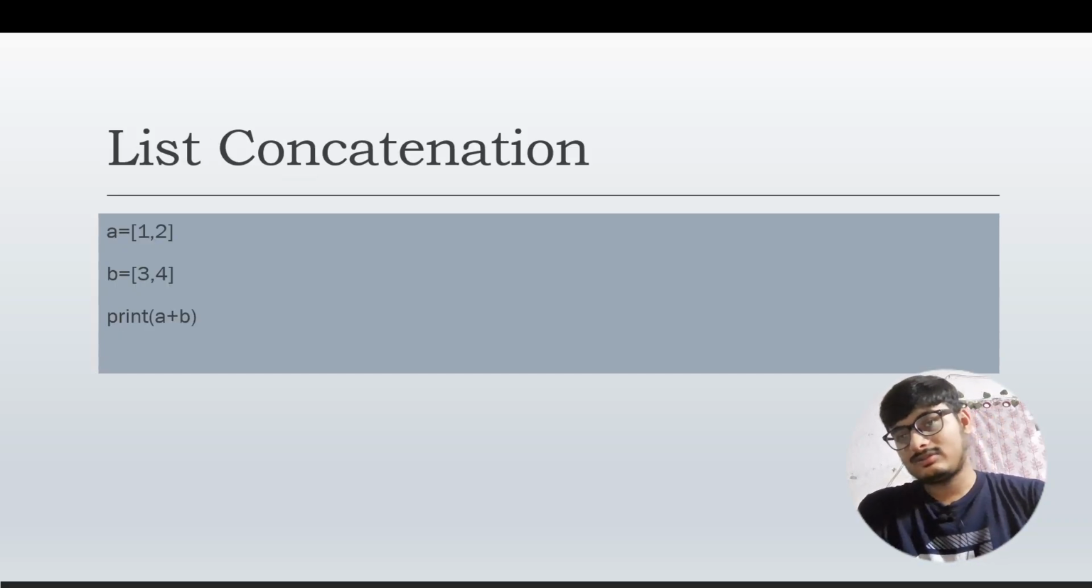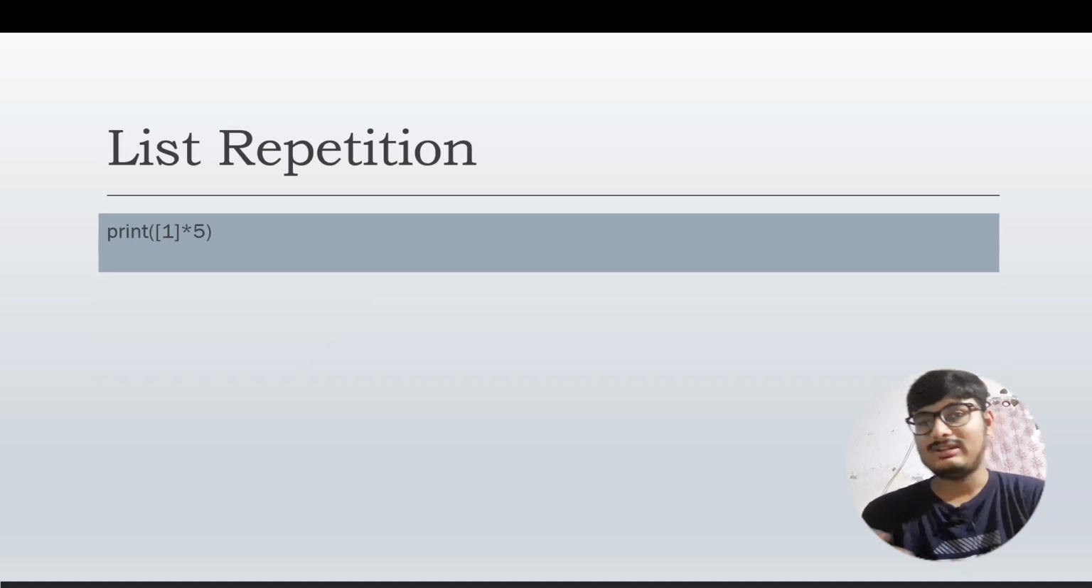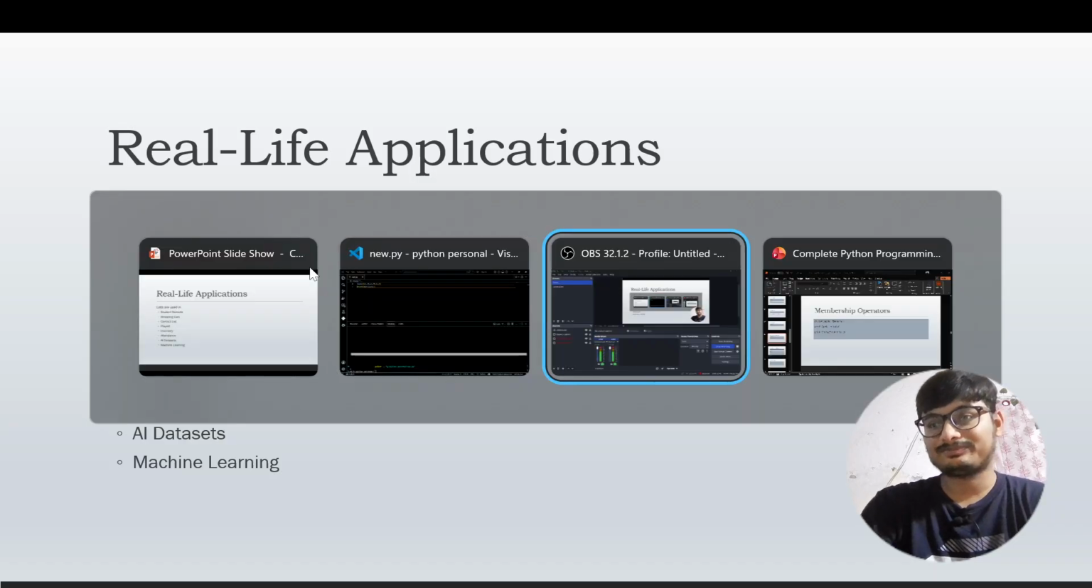So, list concatenation. Just like string concatenation, there's list concatenation. Suppose there are two different lists, and if we use the arithmetic operator plus, then we will get a new list, which will have all those elements that are present in these two lists. Then list repetition. In the same way we can use list repetition, just like we have used in the case of strings.